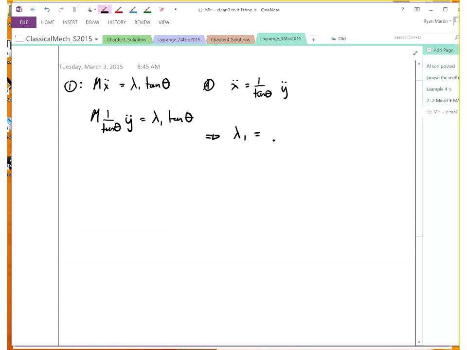And so that ultimately gives me that lambda 1 is equal to m over tan squared theta y double dot. That hasn't solved lambda 1, right? Lambda 1 is still in here in terms of an unknown. It's not in terms of constants. Let me call that equation 1A, because it comes from equation 1 and from equation A.